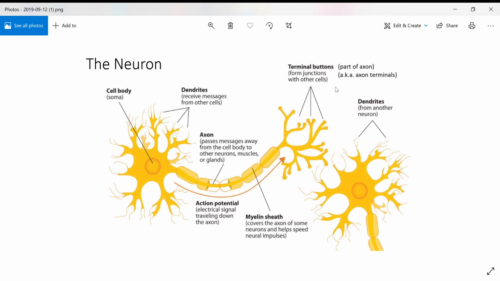There are also the terminal buttons, which are at the very end of the axon. These will form junctions with other cells. So like I said over here, the other cells like neurons, muscles, or glands. And then right here is just another dendrite of another neuron that we can see is going to be receiving the signals from this neuron once it sends an action potential to the ends.